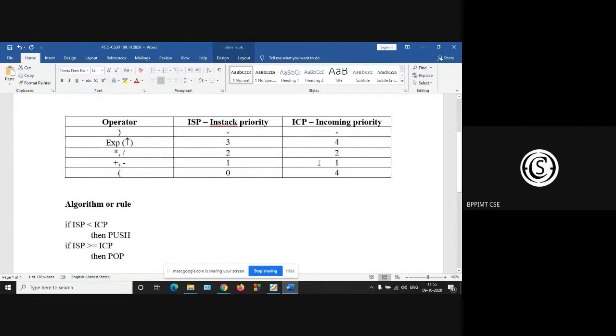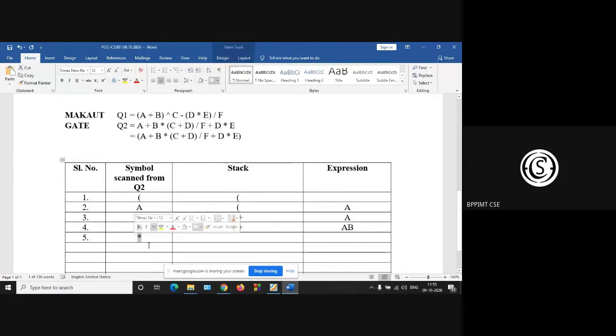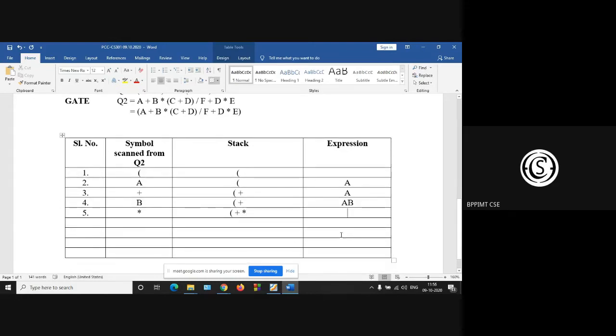Okay. So multiplication, the last symbol in the stack was plus. For plus, the in-stack priority is 1, and for multiplication, the incoming priority is 2. Now the in-stack priority is less than the incoming priority, so we have to push the operator. That's why we have to push. So first bracket, then plus, then multiplication. And this is AB.